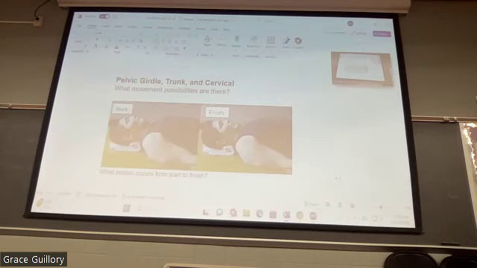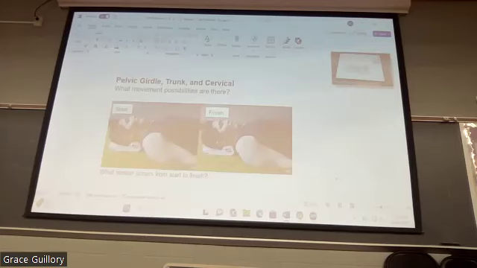Yeah, and so we can say that the cervical and the trunk can work together to have more of a range of motion. And then we can say that the trunk and the pelvis work together as a force couple. So they work in opposition, kind of like a cap and bottle.